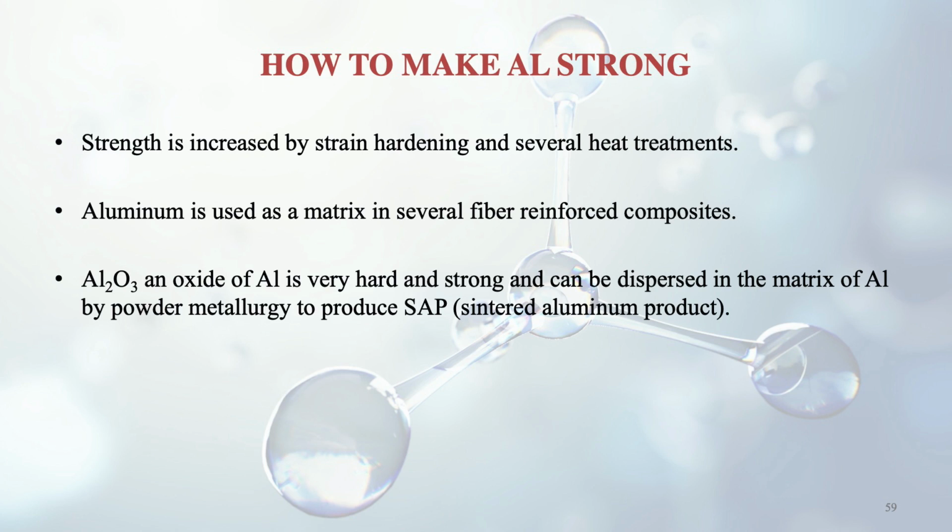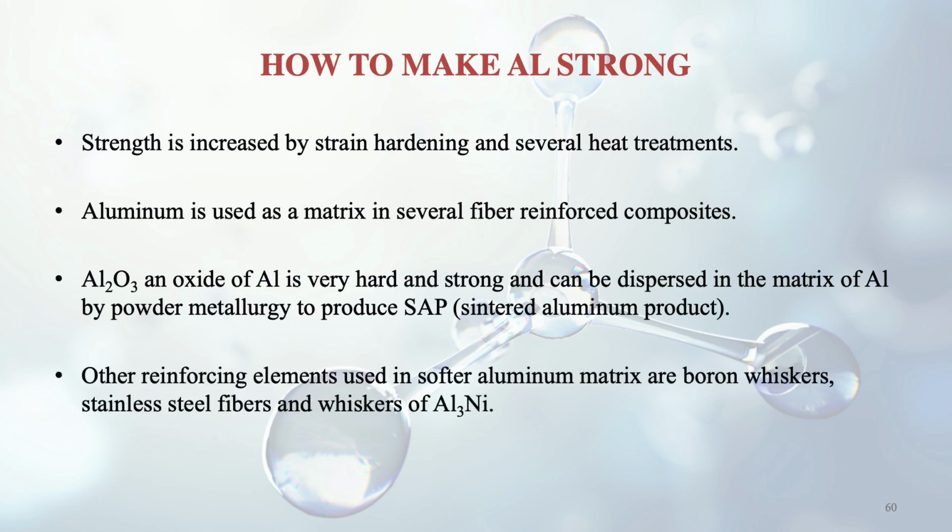By what process? By powder metallurgy to produce sintered aluminum product, which is also known as SAP. And then there are other reinforcing elements also used in softer aluminum matrix, that is boron whiskers, stainless steel fibers and whiskers of aluminum nitride also. Further we discuss the types of different aluminum alloys.